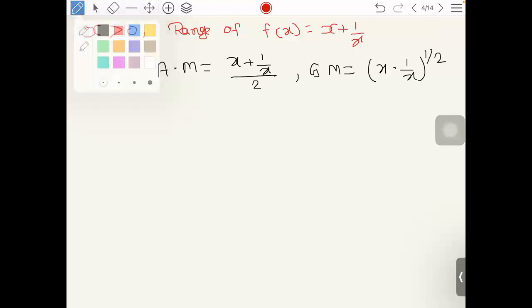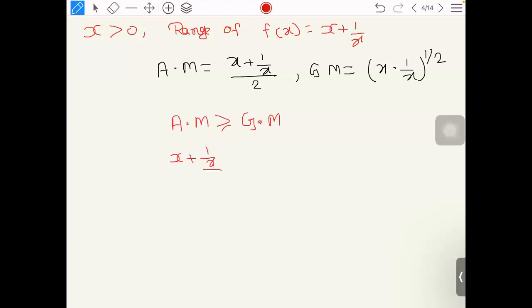So what we will have, AM is always more than or equal to GM. So we get (x plus 1 by x) by 2 is always more than or equal to its GM, (x into 1 by x) to the power 1 by 2, or 1. So we can conclude that x plus 1 by x is always more than or equal to 2.